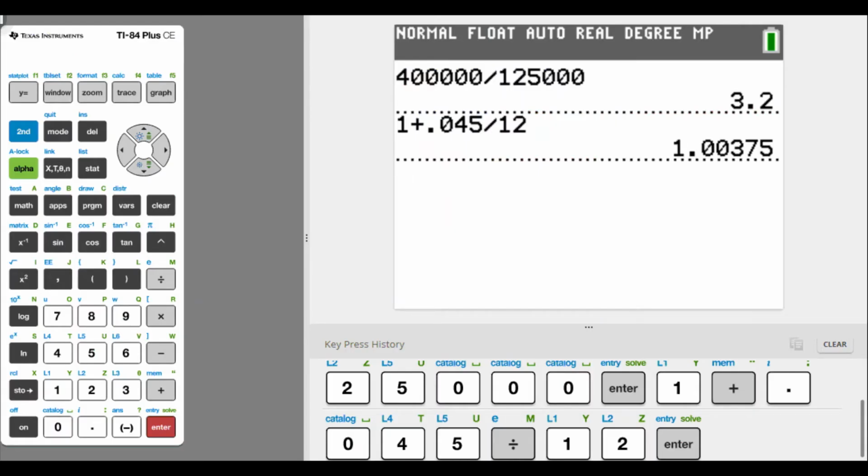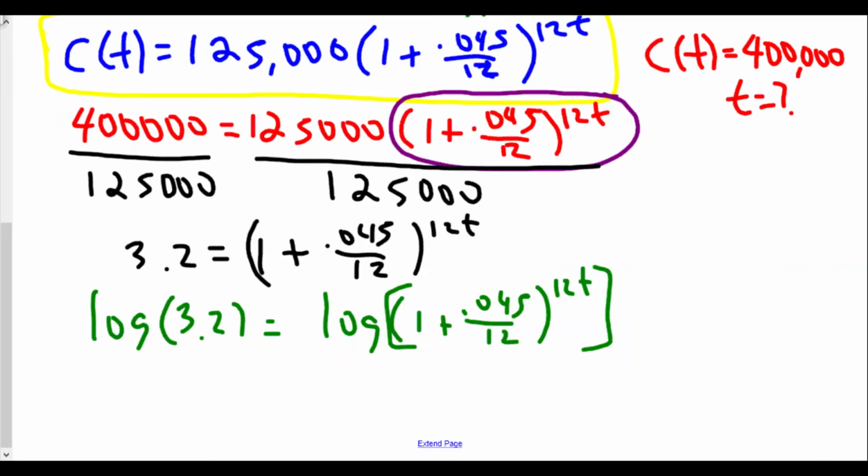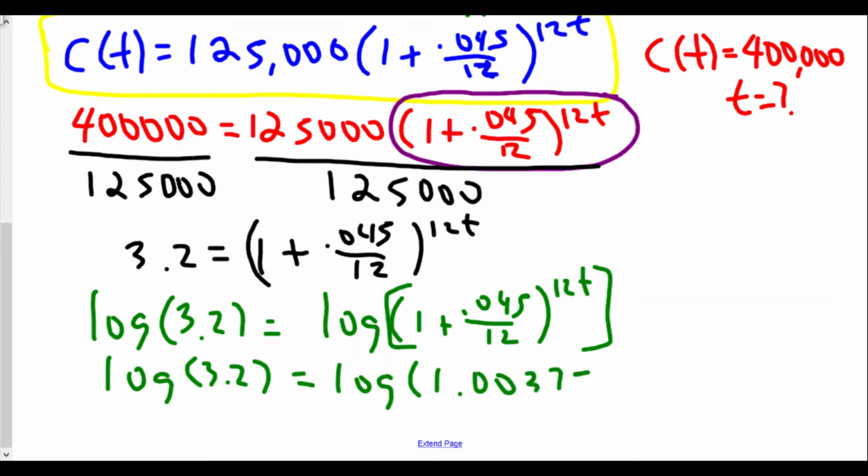So I just entered it in the calculator, and for that 1 plus 0.045 over 12, I got 1.00375. So we'll use that number because it's not a crazy long decimal. So now this becomes log of 3.2 equals the log of 1.00375 raised to the 12t power.